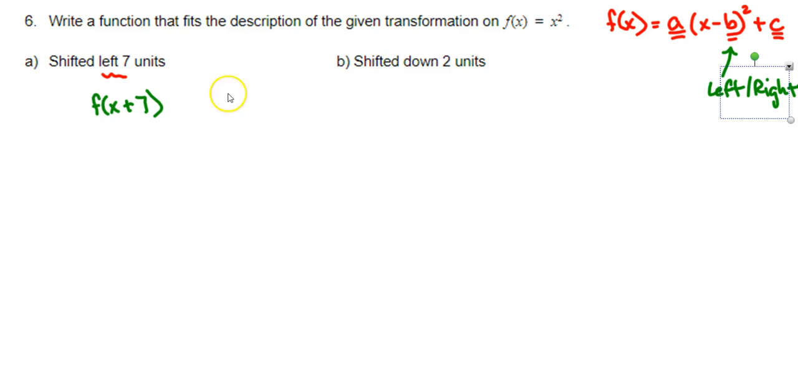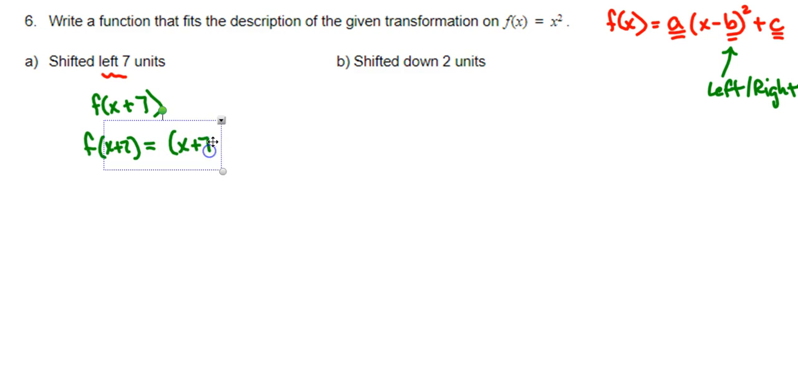So when I do this, I look at f of x plus 7, or in other words, my function looks like this. F of x plus 7 equals, and wherever I see an x, I just replace it with an x plus 7. So this is the function that shifts the original left 7 units. So let's take a look at the second one. Now I want to know how to shift it down.